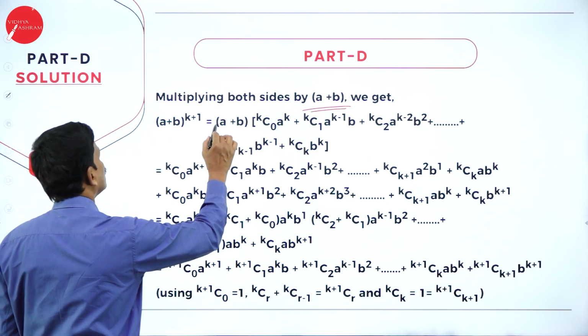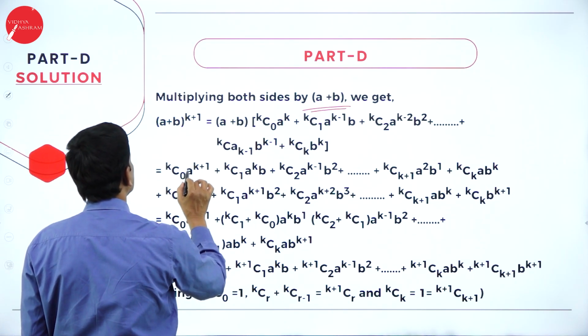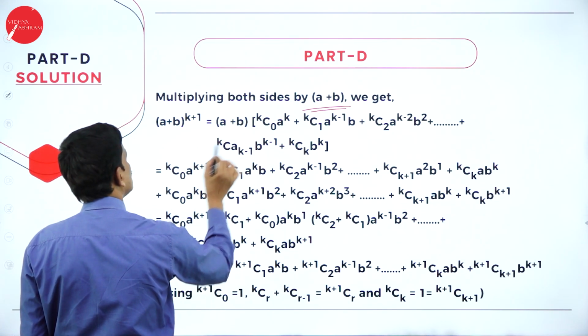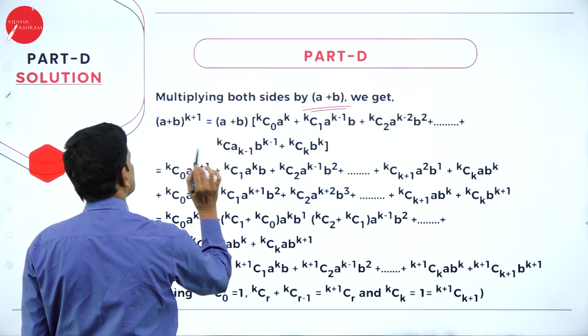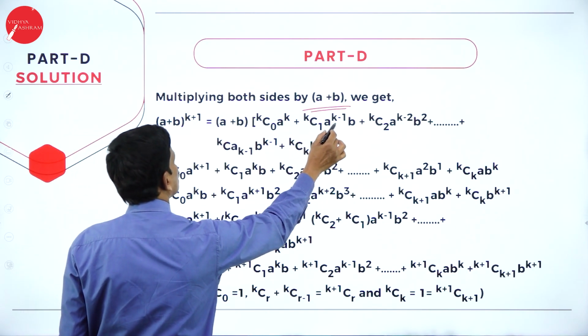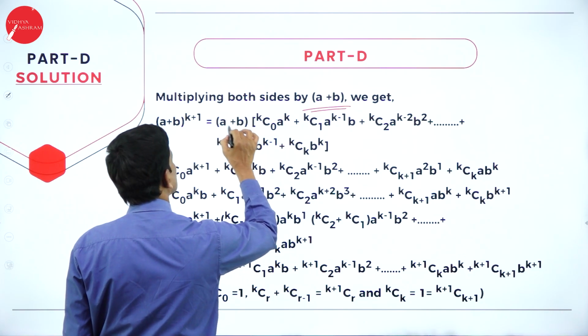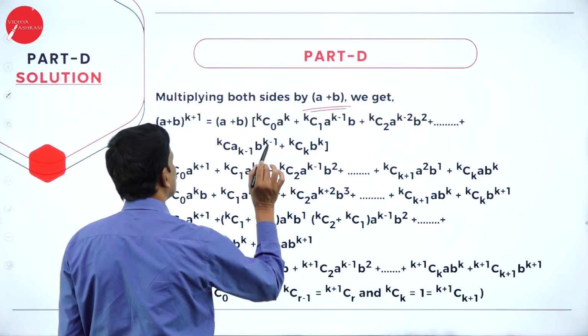So what we are going to get? If we multiply by a, we will get kC0 a^k into a, which is a^(k+1). Then kC1 a^(k-1) into b; minus 1 plus 1 gets cancelled, we will get a^k.